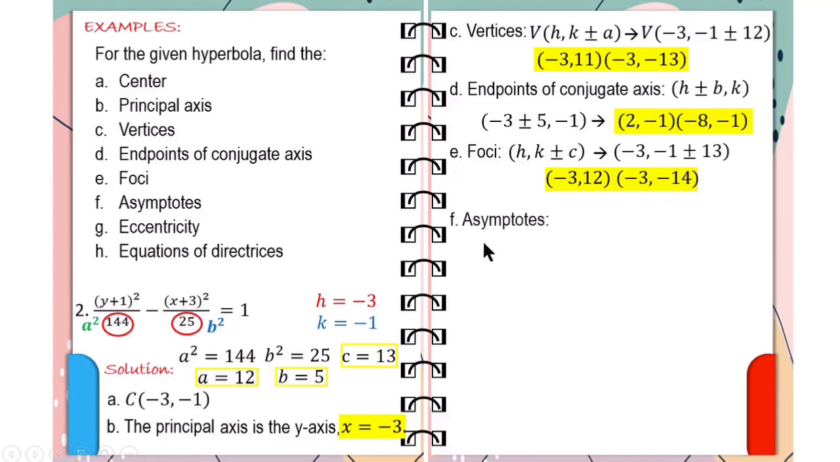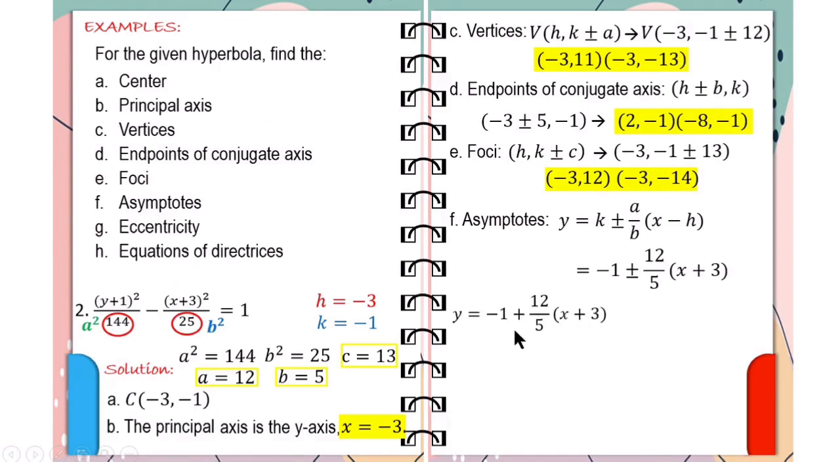Next, find the asymptotes. We use y equals k ± a over b times (x − h), where k is −1, a is 12, b is 5, and h is −3. But negative times negative is positive, kaya plus 3 dito. So the asymptotes are y equals −1 plus 12 over 5 times (x + 3), and y equals −1 minus 12 over 5 times (x + 3).